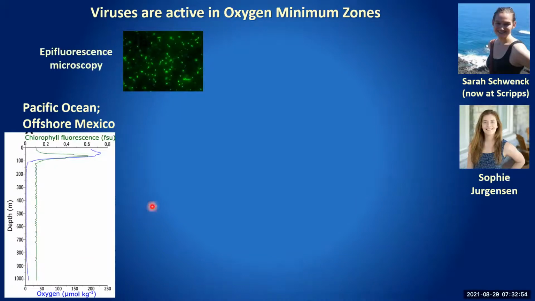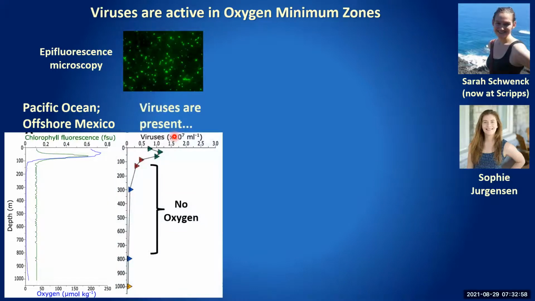So if we use the tools first to count viruses using epifluorescence microscopy, we see that viruses are in fact present. Here's our depth profile of virus concentrations, higher in the upper ocean, decreasing with depth where there's little oxygen. It looks like there's almost no viruses there, except that this x-axis is on a scale of 10 to the 7th viruses per mil. So we actually still have a lot of viruses within the oxygen minimum zone.